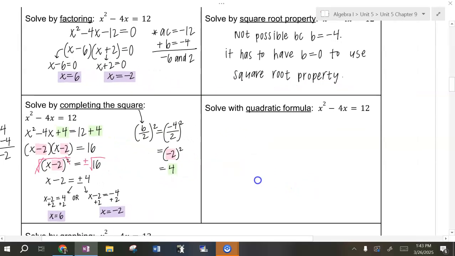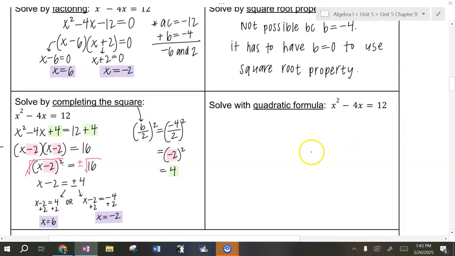Next, let's do quadratic formula. For quadratic formula, you have to have it in standard form. So we already talked about how to put this one in standard form. It would be x squared minus 4x minus 12 equals 0. So I have an a value of 1, a b value of -4, and a c value of -12.